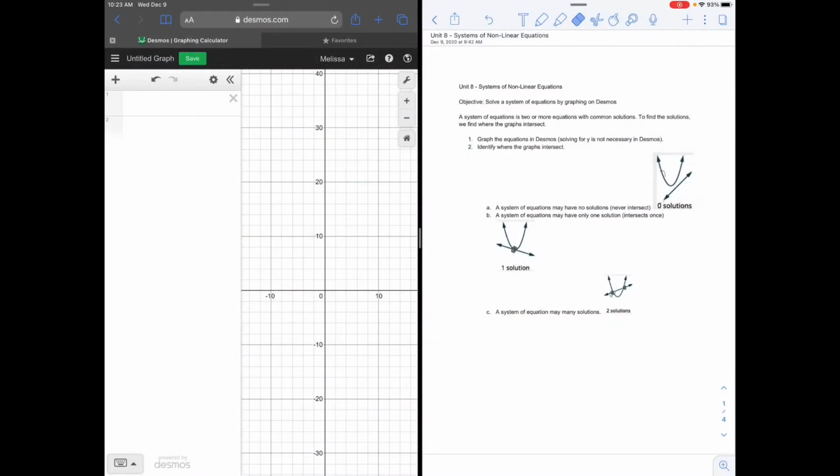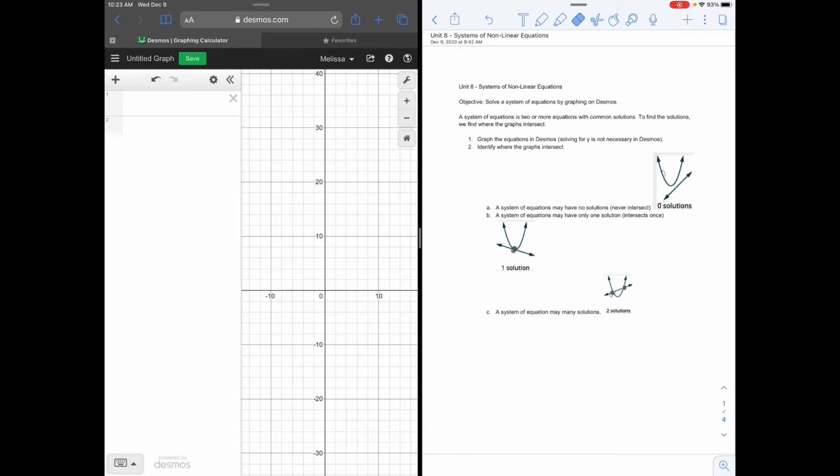Okay, boys and girls, today we're going to look at solving systems of nonlinear equations, and we're going to do this by graphing on Desmos. As you may recall from previous math classes, a system of equations is two or more equations with a common solution. There are several ways we can find a solution to a system of equations, but in this video, we're going to focus on one way, and that is by graphing using the Desmos calculator.